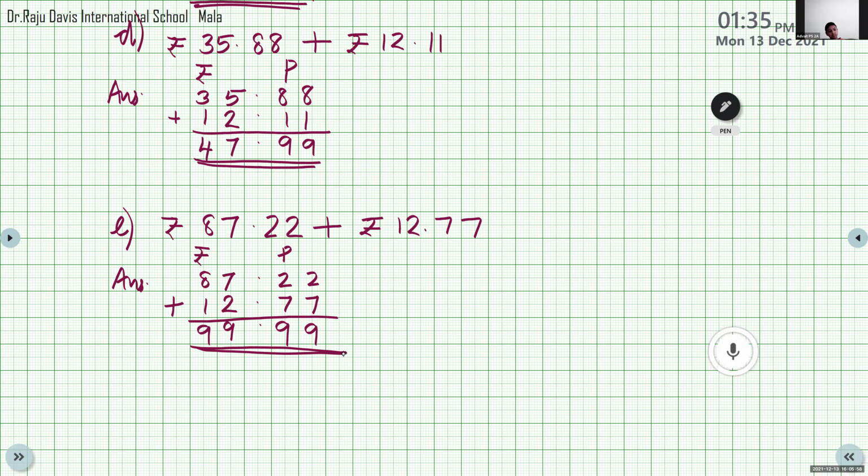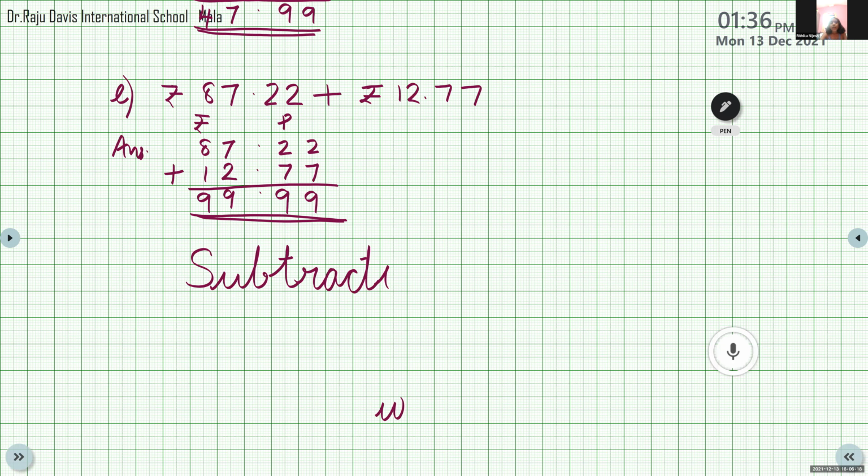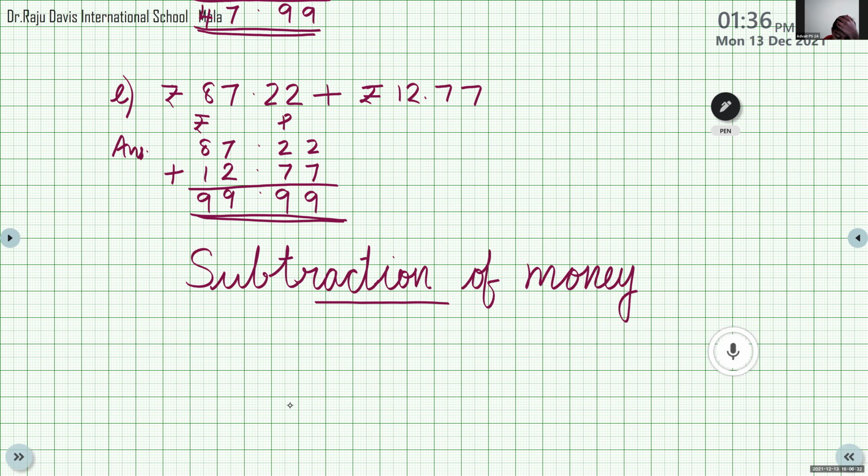I wrote that. Ma'am, what is the spelling of subtraction? S-U-B-T-R-A-C-T-I-O-N. Subtraction of money. We only need to write the heading. You have to write the heading. Subtraction of money. Ma'am, what is the first question?